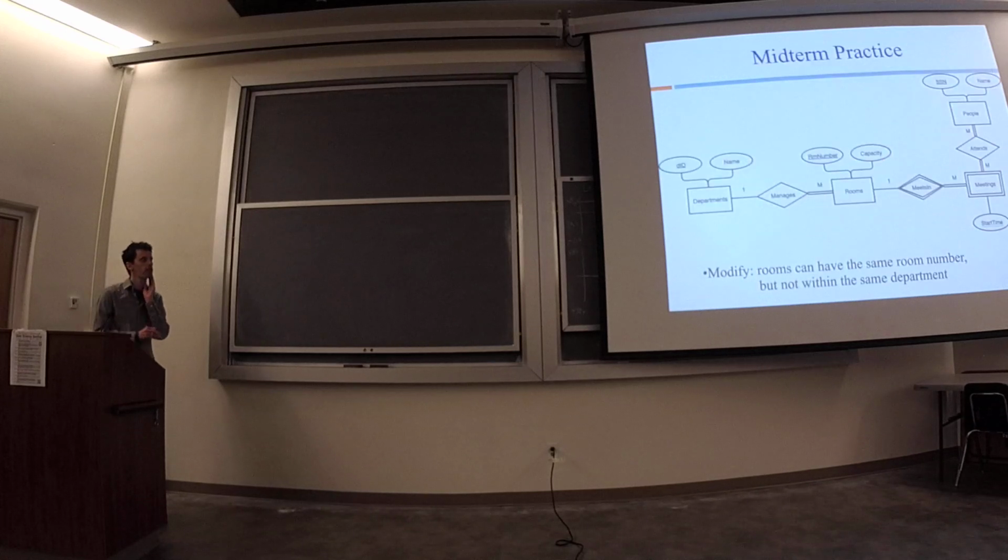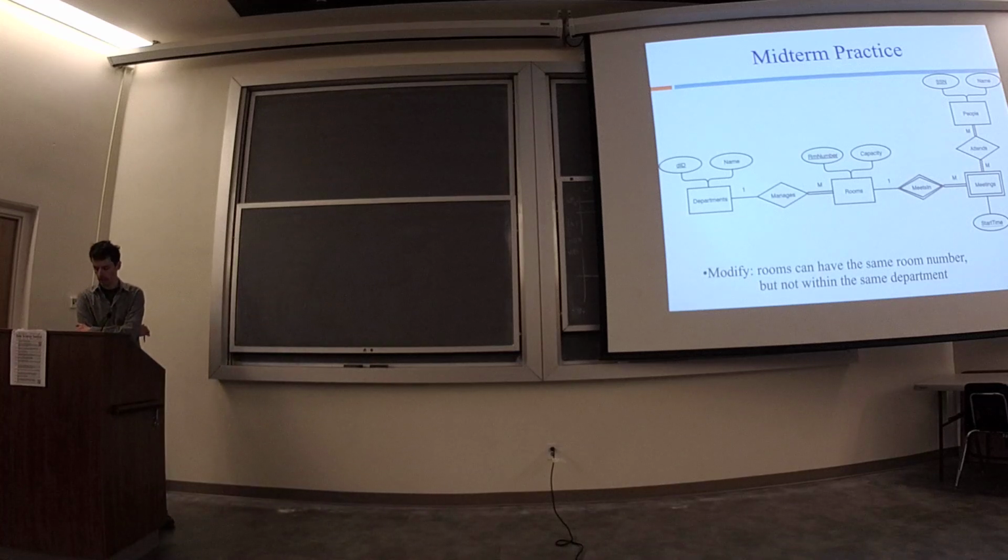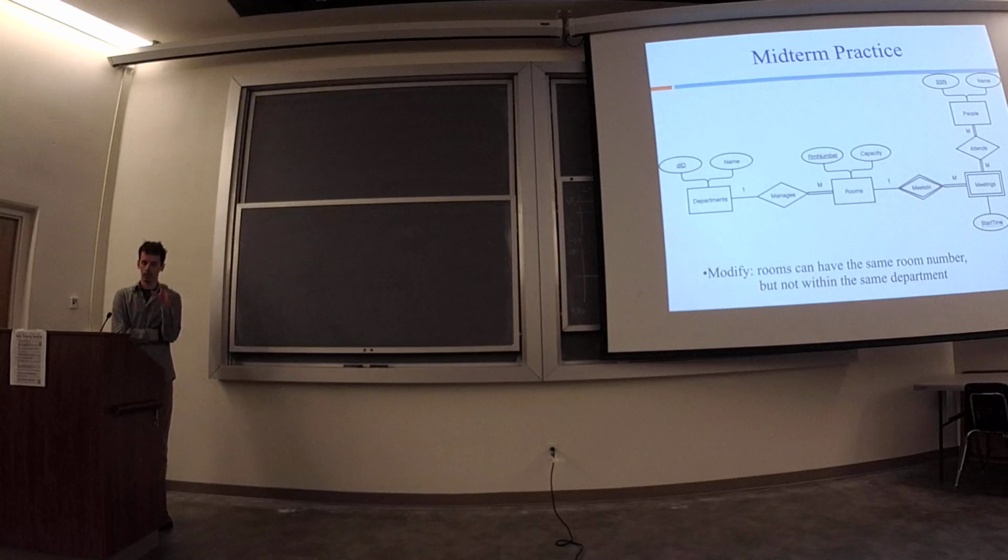Okay, here is something from homework 2. This was a diagram with the rooms, meetings. Here's the diagram that the question asks for. And then you say, let's modify this so that multiple rooms can have the same room number, but not within the same department.